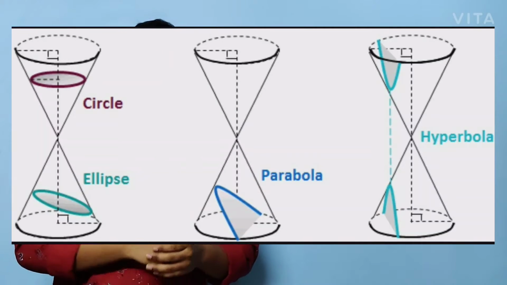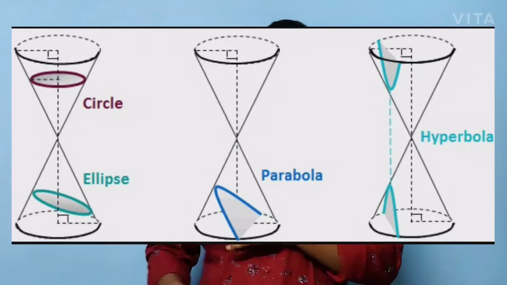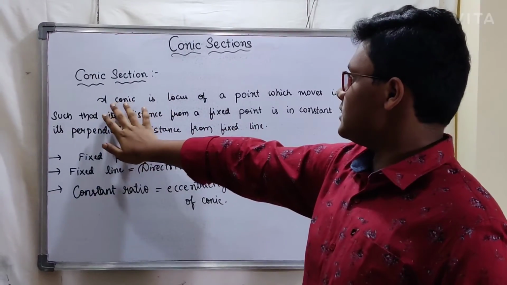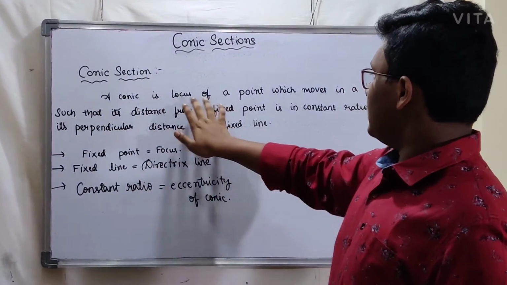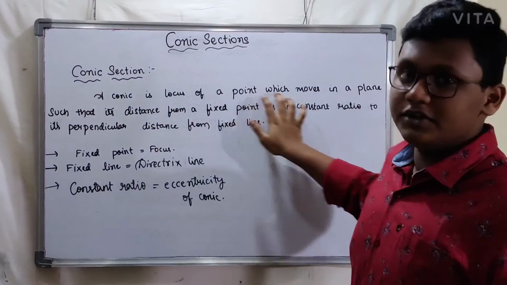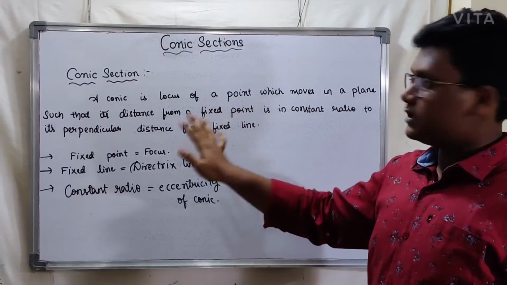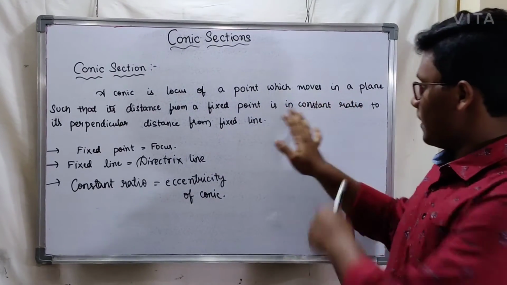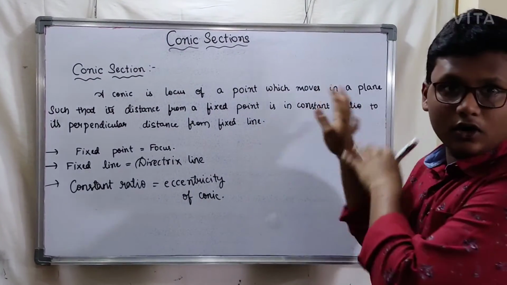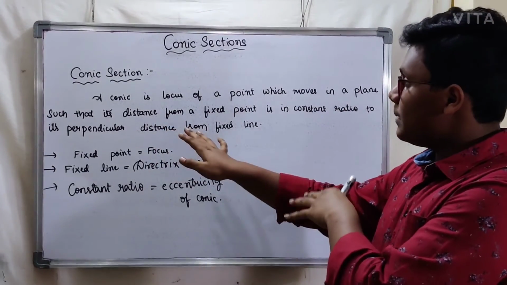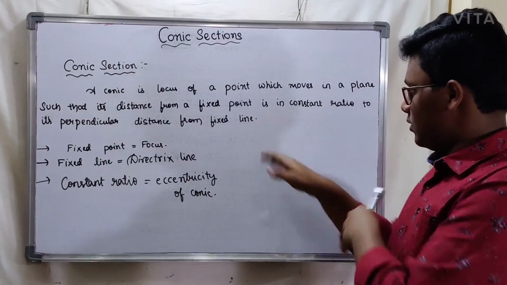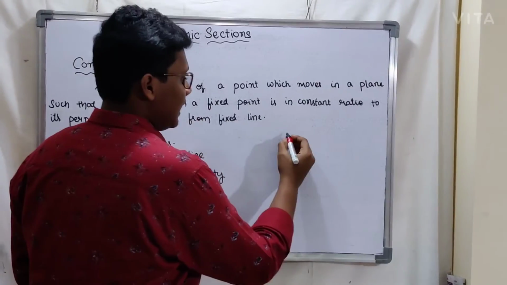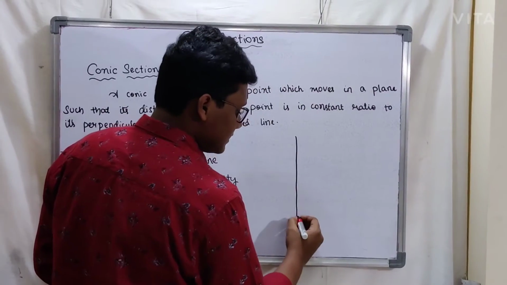Now we will see the definition of conic sections. A conic is the locus of a point which moves in a plane such that its distance from a fixed point is in constant ratio to its perpendicular distance from a fixed line. I will show how it is. If we take a line, there will be a line like this.